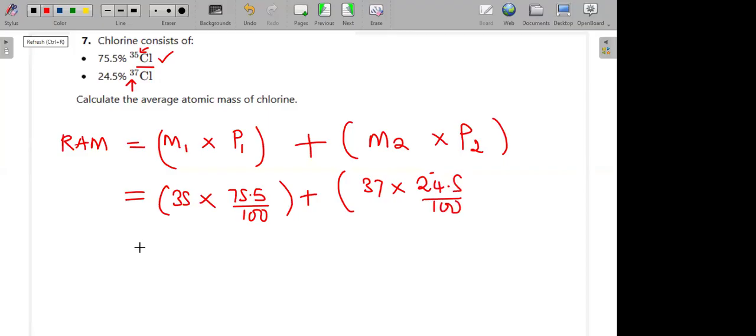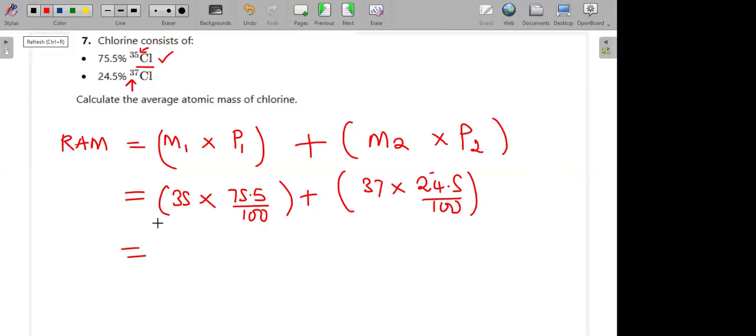100. So what you are left with now is just to multiply this on your calculator. So I'll use my calculator here. You can also use yours to see what you're going to get. So 35 multiplied by 75.5, and then I'm dividing the 75.5 by 100.